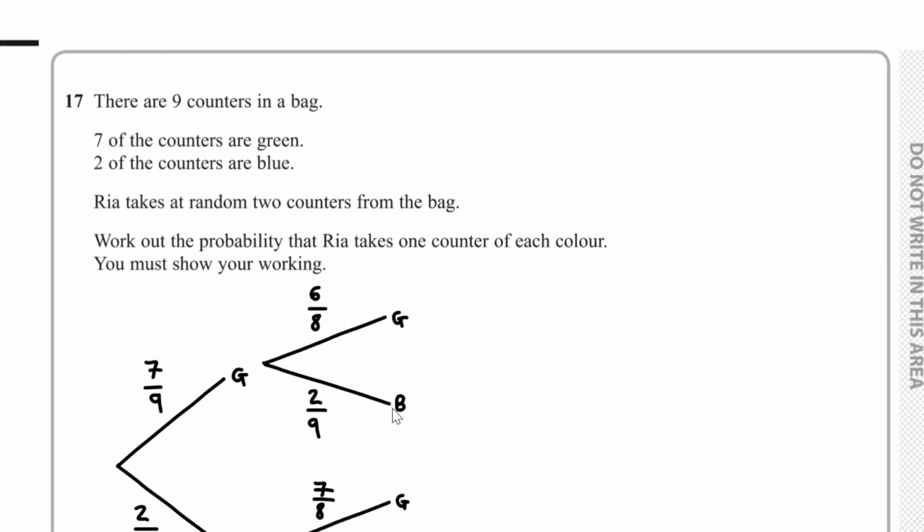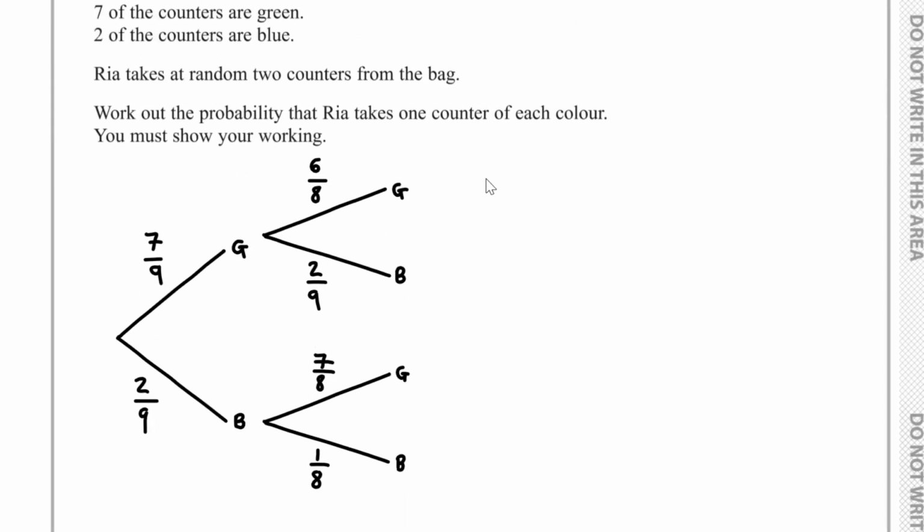And we're finding out the probability that it takes 1 of each colour. Well, if we take 1 of each colour, we're looking at the probability that we take a green and then a blue. So we've got green and then blue, and then we've got blue and then green. So then here we've got probability of blue then green. So if I work this out, we've got here 7 over 9 multiplied by 2 over 8, and then we add on 2 over 9 multiplied by 7 over 8.